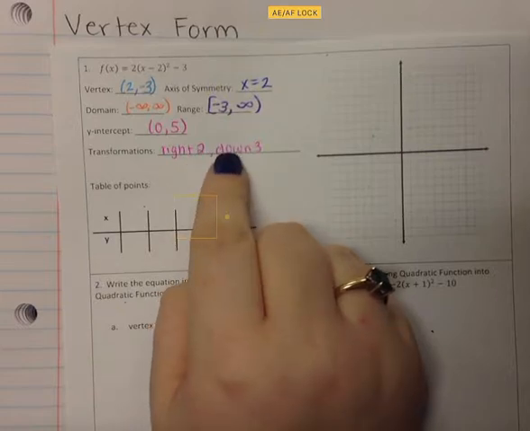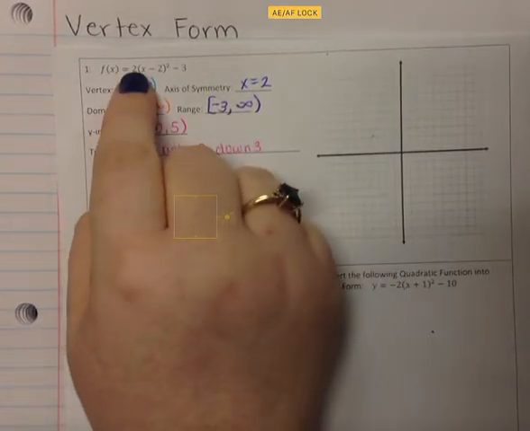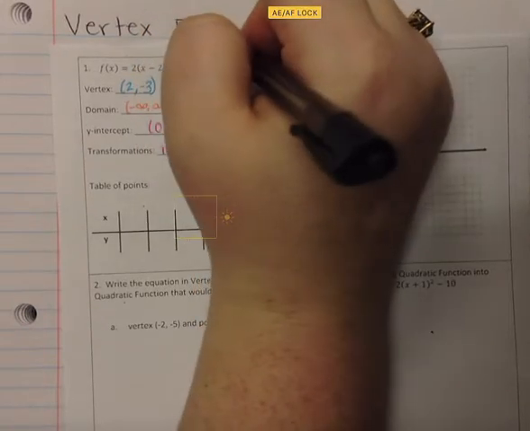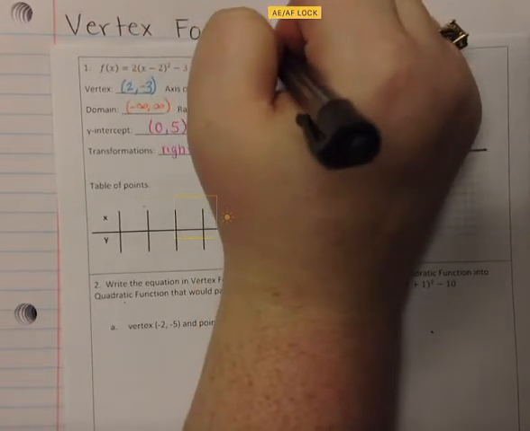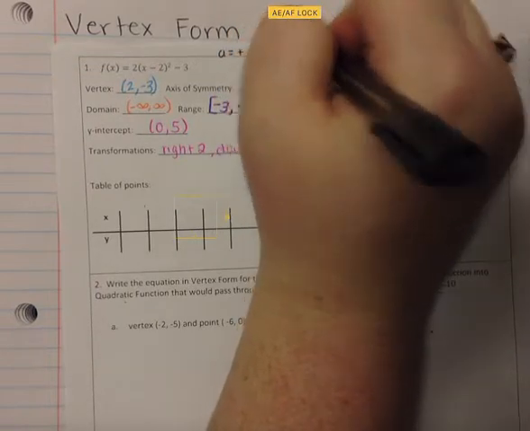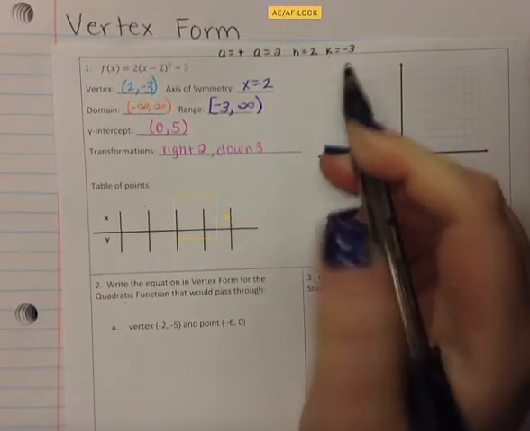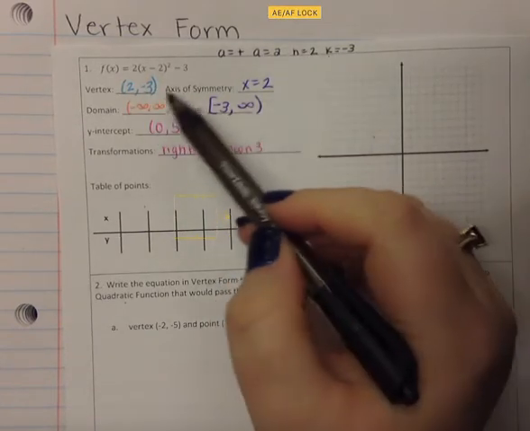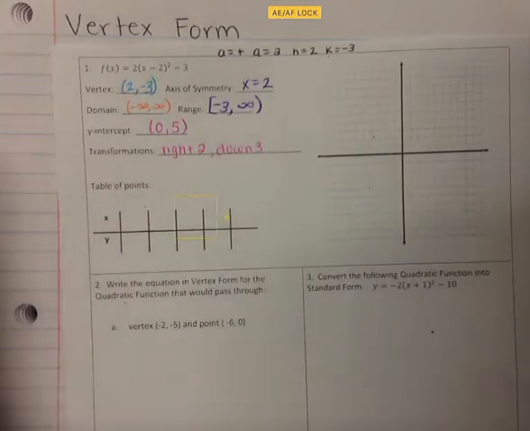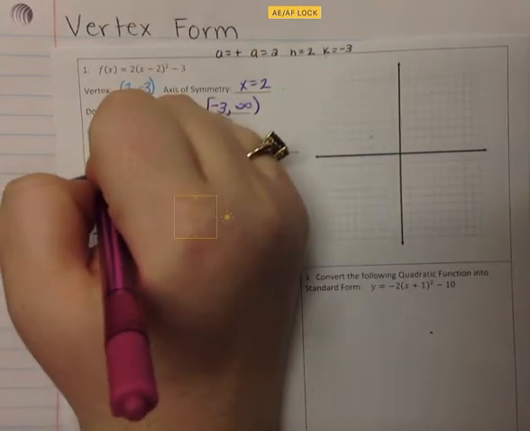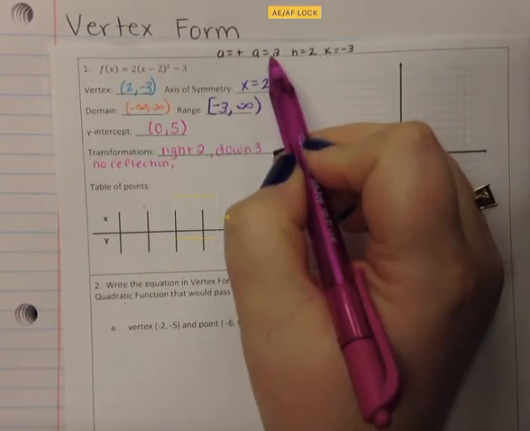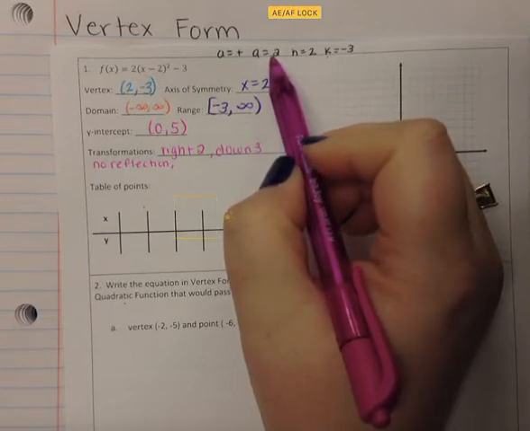But then the other thing is looking at the a value. So if we look at our a value, a is equal to a positive 2. So we can actually write this up at the top. a equals 2, h equals 2, and k equals negative 3. If we write that out, we have all the information we need. We have the h for our vertex, our k for our vertex. The positive tells us that it is not reflecting. There is no reflection.